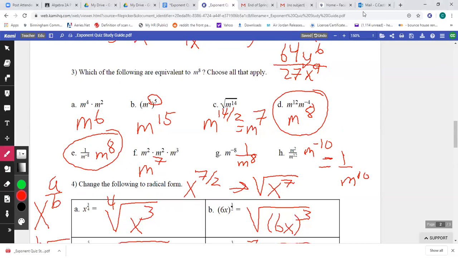Before we move on, I do want to point out something that hasn't been stated here. Like, let's say for number 3, I had m to the 4th, m to the 3rd, and m. Remember that if a variable does not have an exponent, the exponent is 1. So m to the 4th, m to the 3, m, this 4 plus 3 plus 1, this would be m to the 8th. Because remember, there's an imaginary 1 when there's no exponent. A lot of people tend to think that's 0, but it is 1.